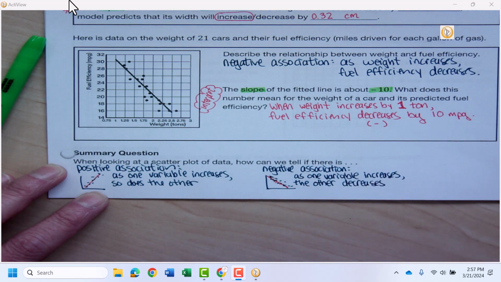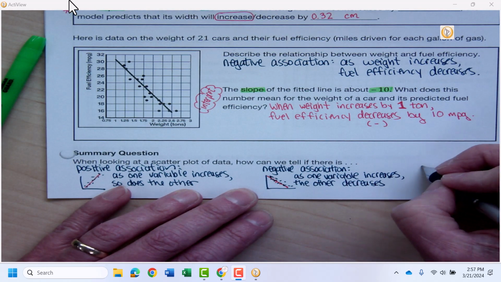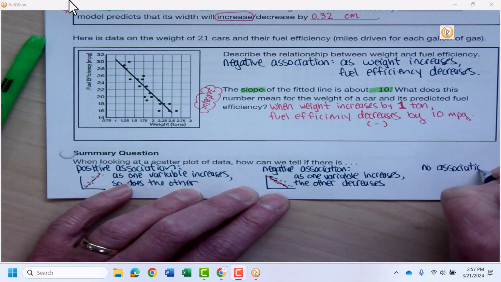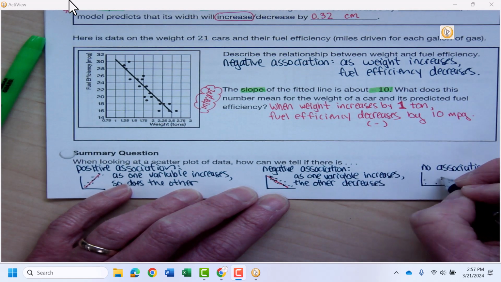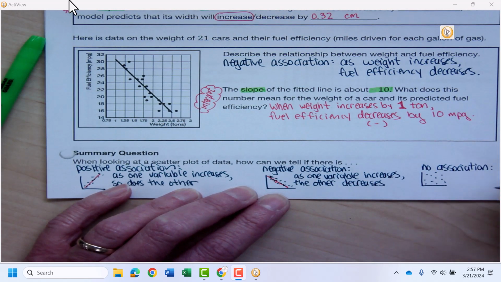And then the final one is when there's no association, when there's no clear pattern or trend. One more time, let's make a fictional scatter plot. So I'd have a hard time fitting a line to this because there's no clear pattern or trend.